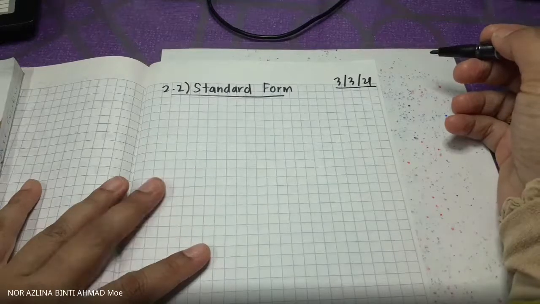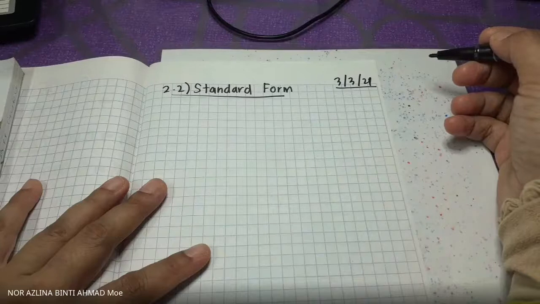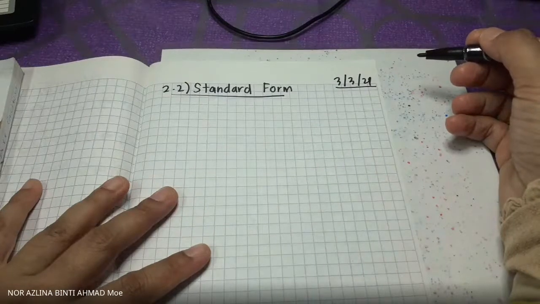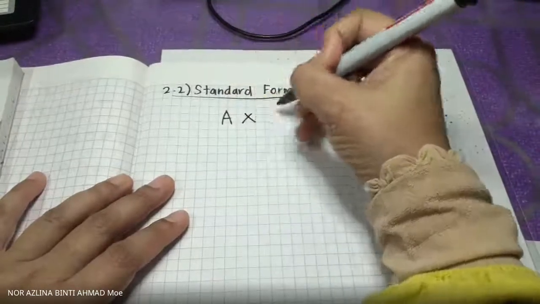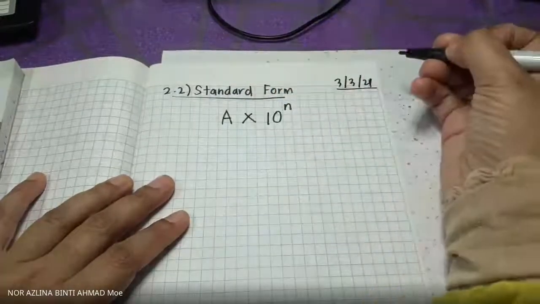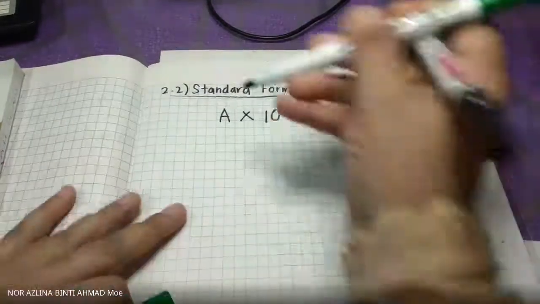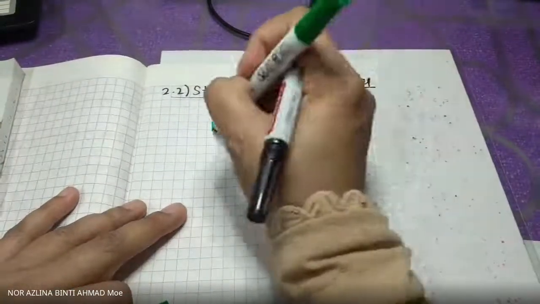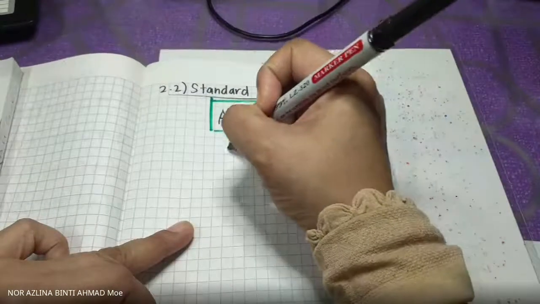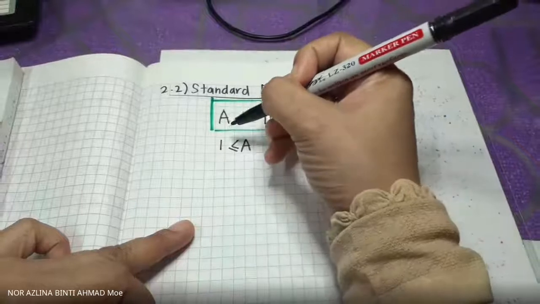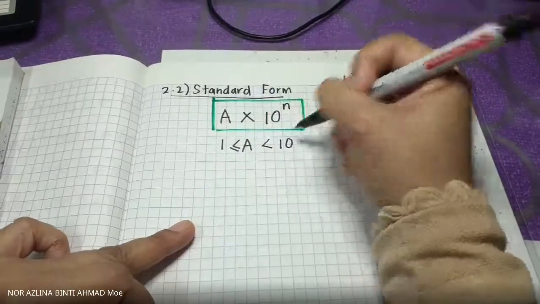So today we will learn standard form 2.2. Standard form is a way to write a single number in the form a multiply 10 to the power of n. Okay. We write a single number in this form. And a must be 1 less than or equal to a, and less than 10.